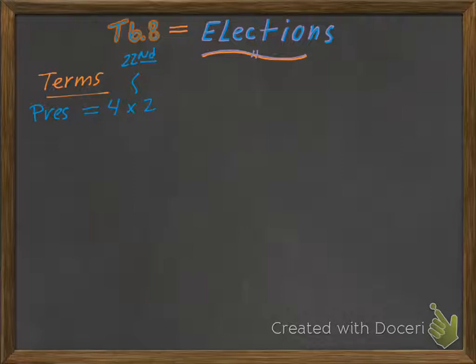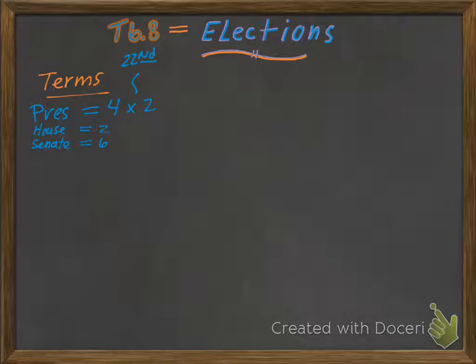With members of the House, they serve a 2-year term. Members of the Senate serve a 6-year term, and these are all provided for in the Constitution. Neither the House nor the Senate have any term limits.